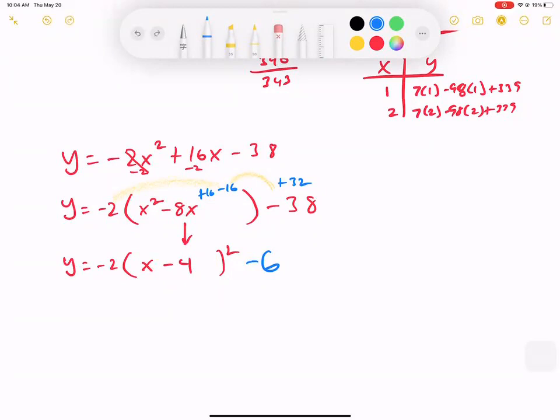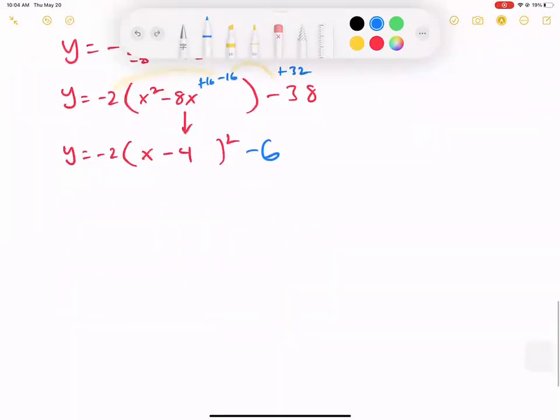Now, let's do one more problem. This is the trippy one: fractions. What if there's a fraction in front? We're only going to do simple fractions because this is algebra 1. Y is equal to 1/2 of x squared minus 7x minus 3/2. Now this problem looks a little bit crazy.